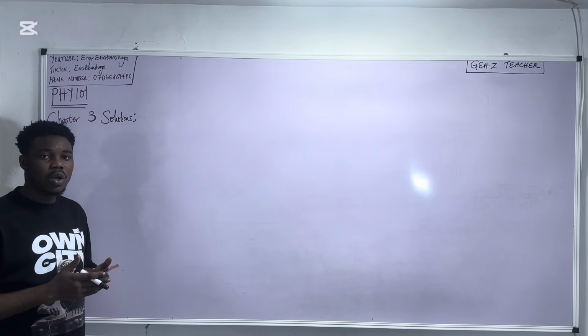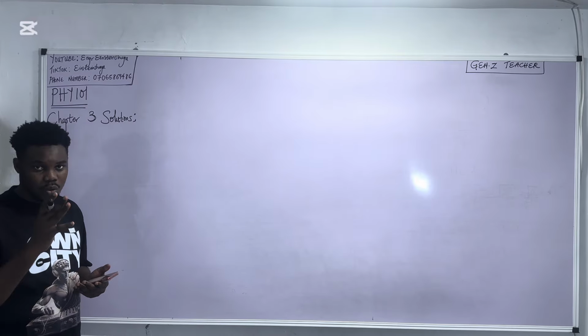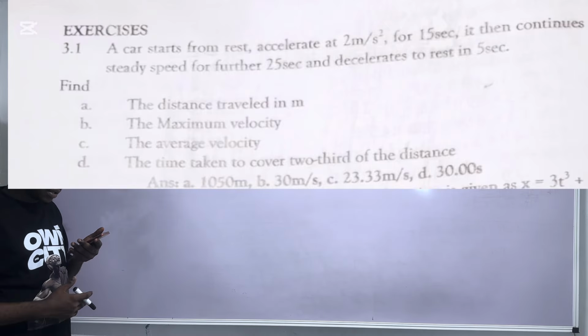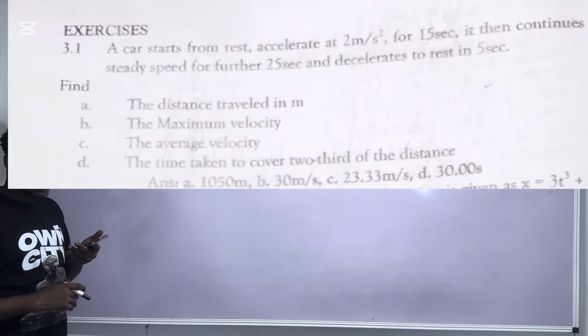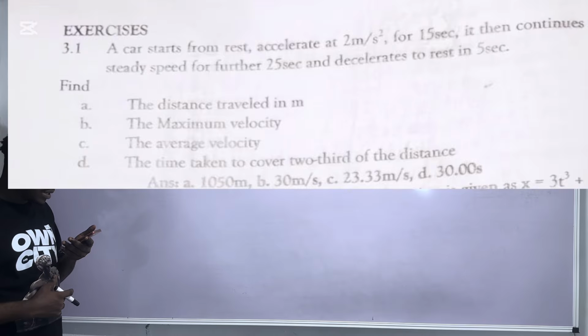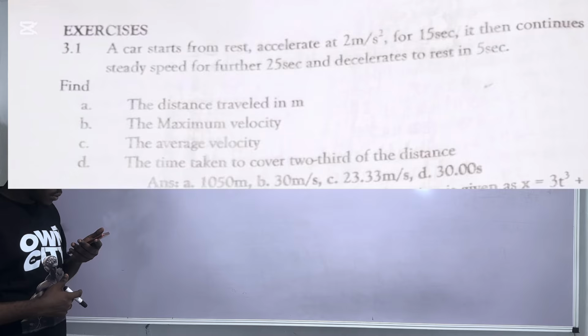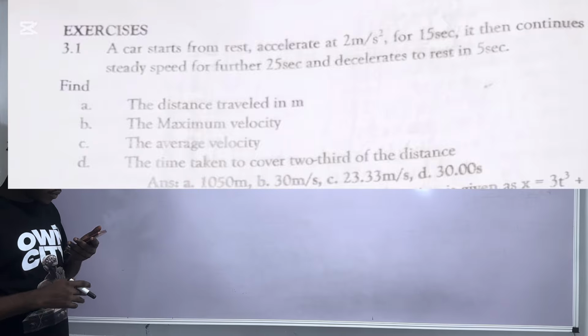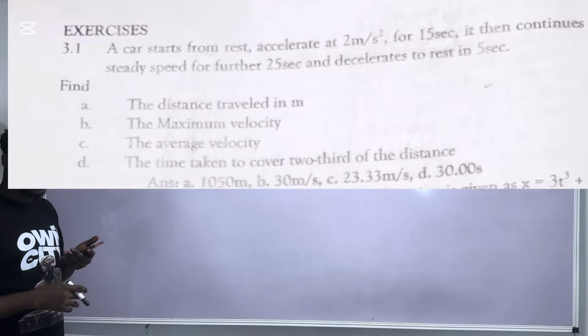Now, in the Phys 101 textbook, chapter 3, question 1, it says, as shown on the screen, a car starts from rest, accelerates at 2 meters per second squared for 15 seconds. It then continues at a steady speed for a further 25 seconds and decelerates to rest in 5 seconds. Now we are asked to find: 1, the distance traveled in meters; 2, the maximum velocity; 3, the average velocity; and 4, the time taken to cover 2/3 of the distance.